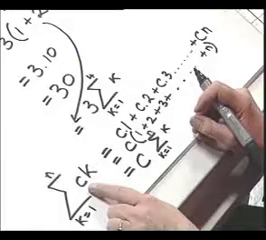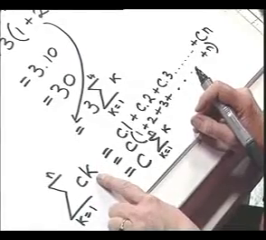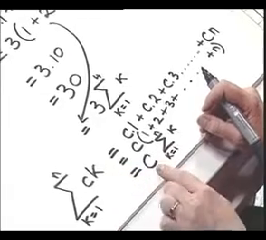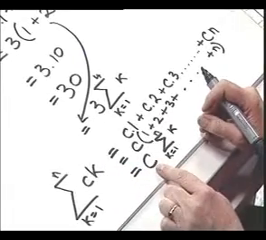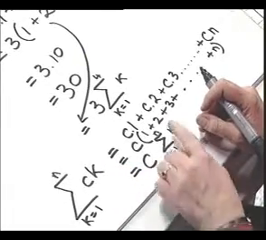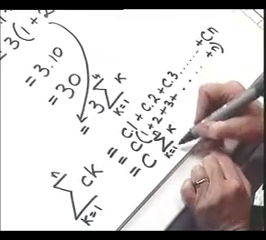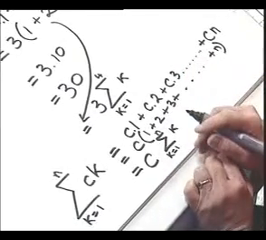When you've got a sigma of c times a variable, c being a constant, you can take the constant outside the sigma notation and you're left with c times the sigma of k from k equal 1 to n. That's another very useful result that you should remember when using sigma notation.